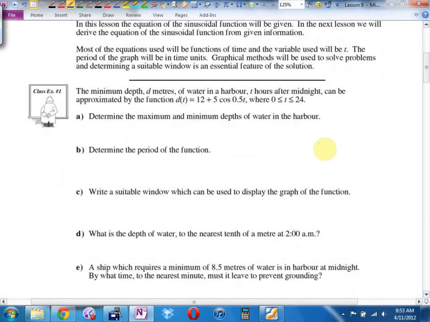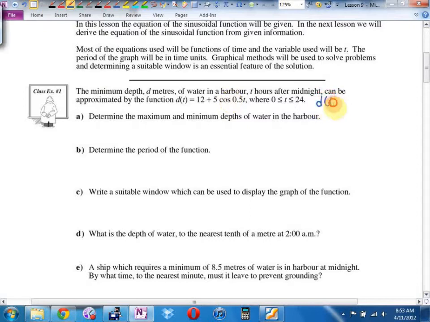Let's walk through one. Example one. The minimum depth, d meters, of water in a harbor, t hours after midnight, can be approximated by this function here. 12 plus 5 cos of 0.5t. Now, the only thing I don't like about this is the order that they wrote things in. We would normally write it this way.